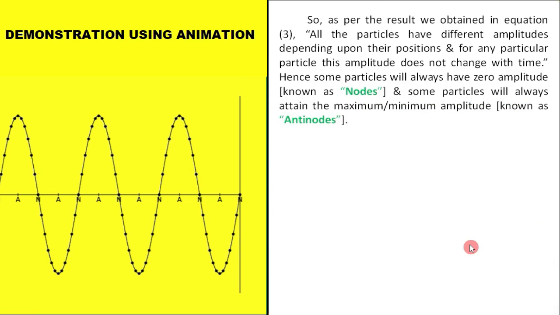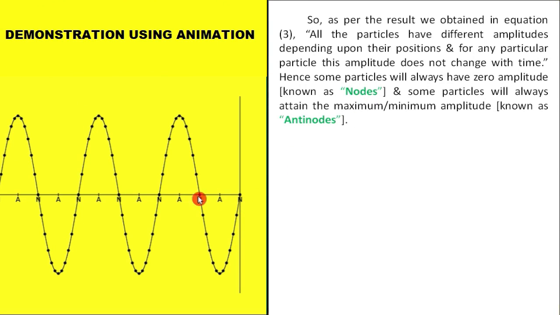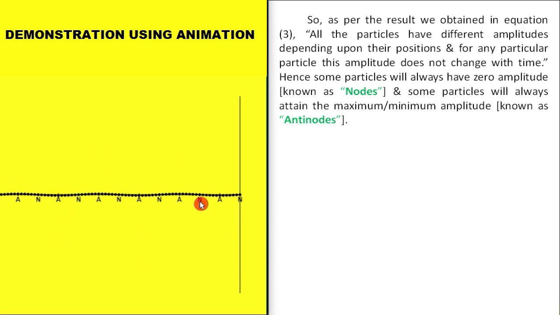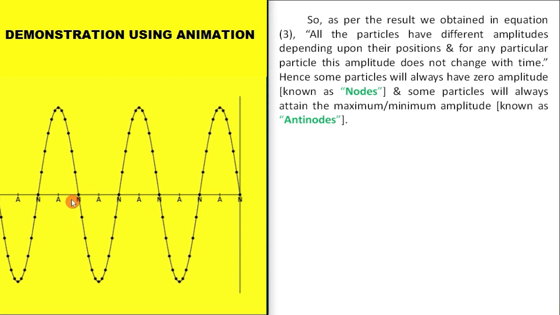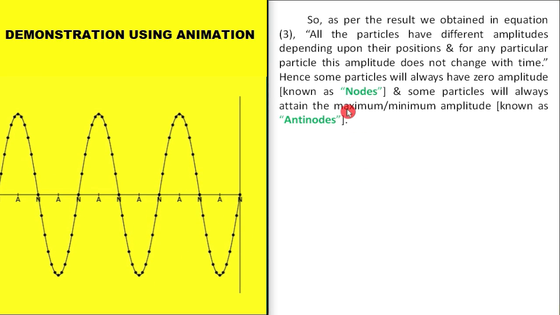Now let us come to the next point. Here I will tell you what these N and A points written are. So what is a node? It is the points on a standing wave which do not move at all, or the points on a standing wave which have zero amplitude. Let me show it. See these points, wherever N is written, those points are completely at rest. So those points are known as nodes.